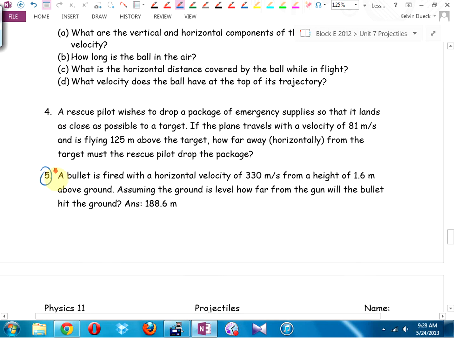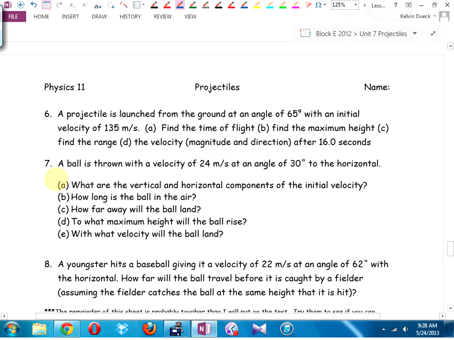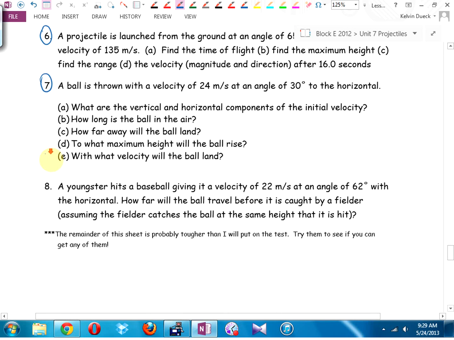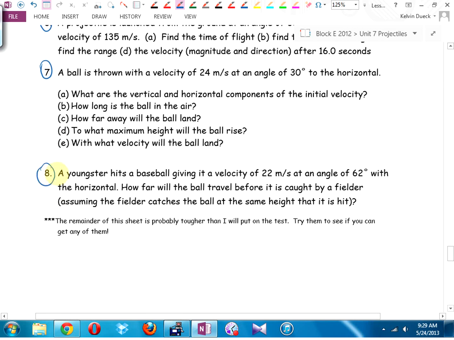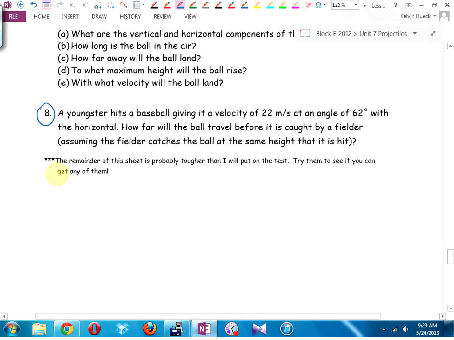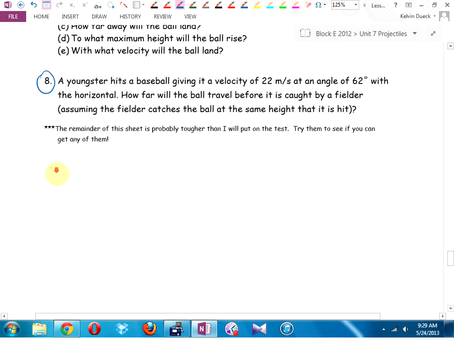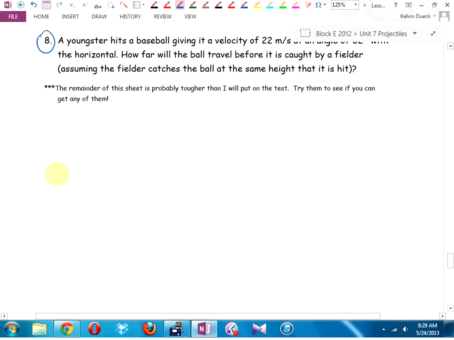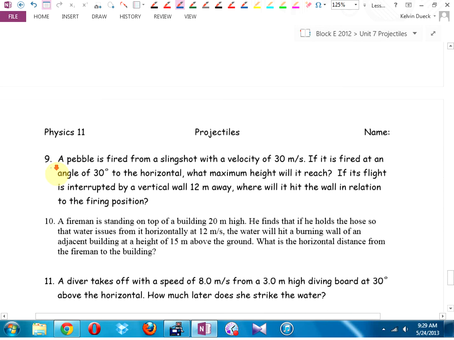Five is good. Skipped four. Six is good. 6D might be tricky. 7. 8. And then I wrote a little note here. The remainder of this sheet is probably, you can replace the word probably with almost definitely, tougher than I'll put on the test. Try them to see if you can get any of them.